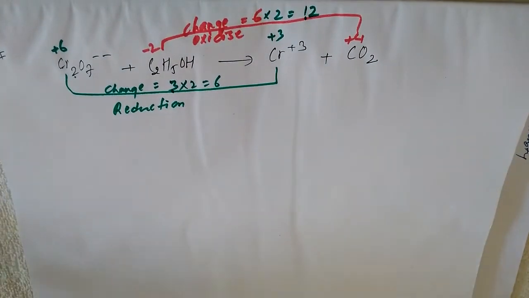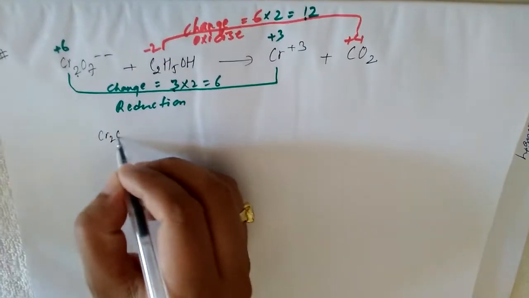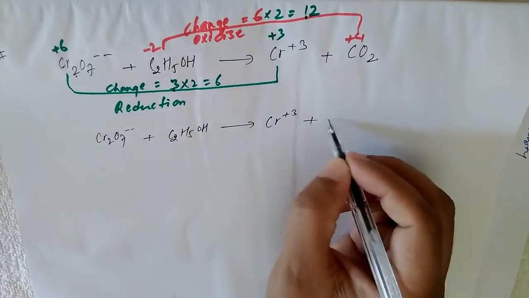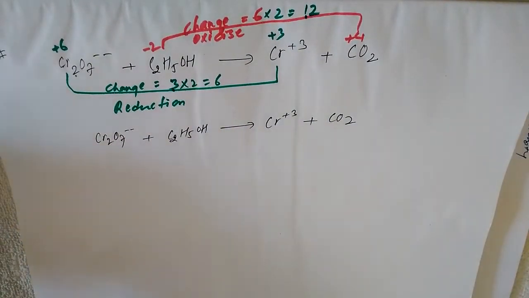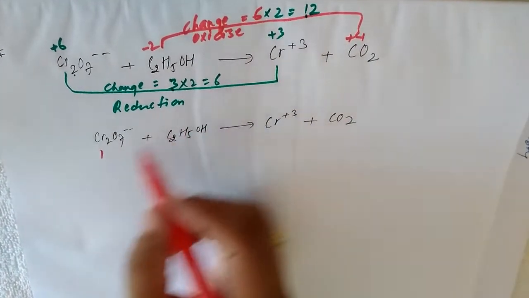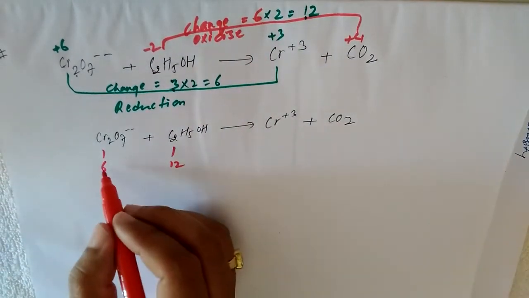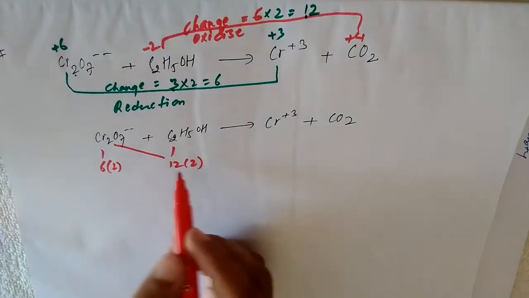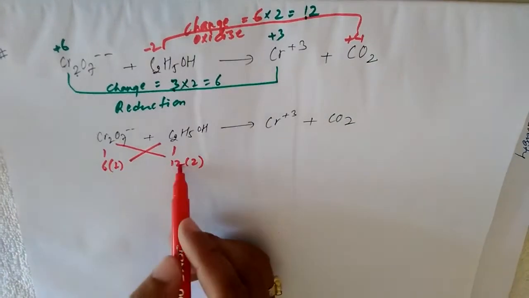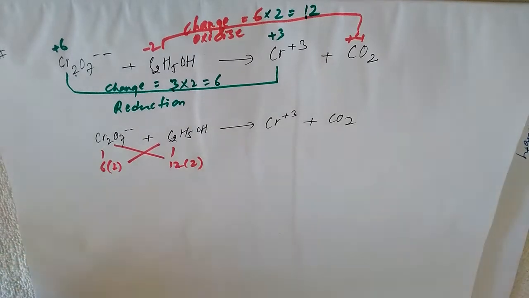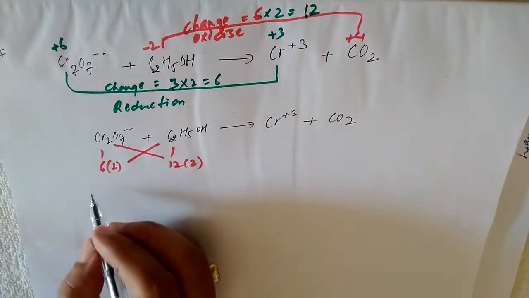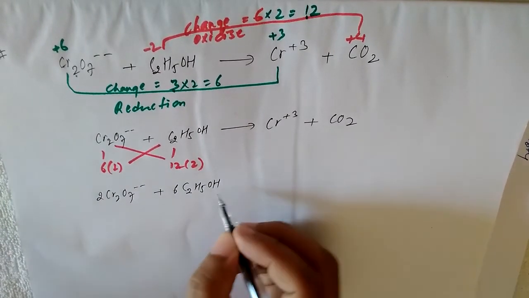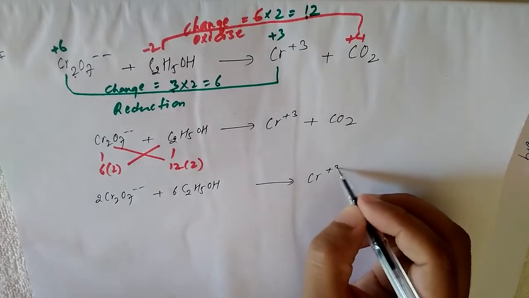Now here we are writing the chemical reaction again: Cr2O7 2- plus C2H5OH gives Cr3+ plus CO2. For chromium, the change in oxidation number is 6, and for carbon it is 12. We can take 6 common here and we get 1 and 2. So multiply by 2 for C2H5OH and multiply by 1 for Cr2O7. If there is a common factor, then we have to take it. So again we are writing the chemical reaction here: 1 Cr2O7 2- plus 2 C2H5OH, and I'm leaving some space here to add, gives Cr3+ and CO2.